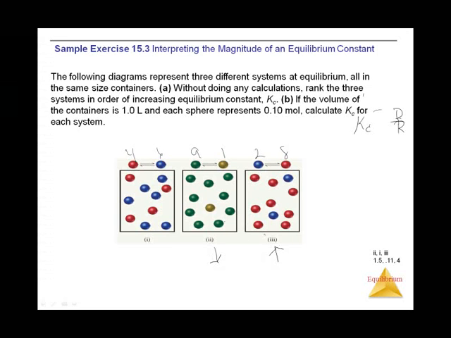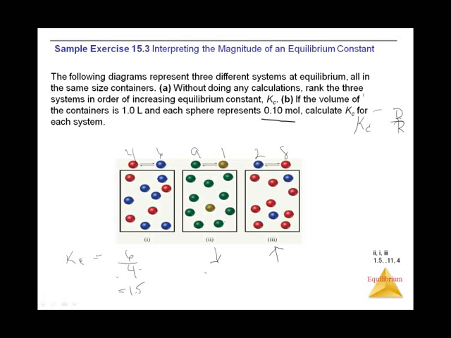Okay? And then it says B, if the volume of the containers is 1 liter and each sphere represents 0.1 molar or 0.1 mole, calculate Kc for each system. Okay, so on the first one I'm going to have Kc equals my product. I've got 6 particles here, so it's going to be 0.6 moles over 1 liter. So it's going to be 0.6 molar over my reactant, which is going to be 0.4 molar, and that's going to be 1.5, right? No units on my K.